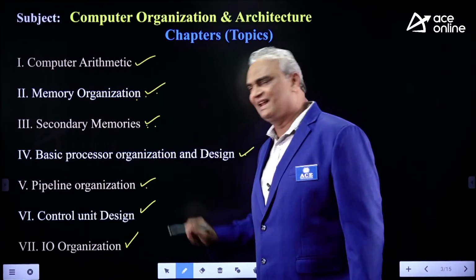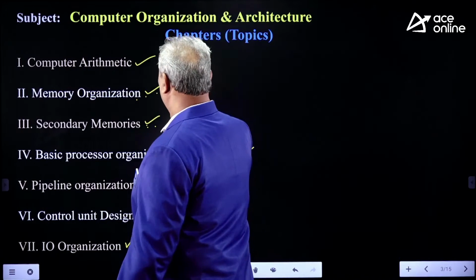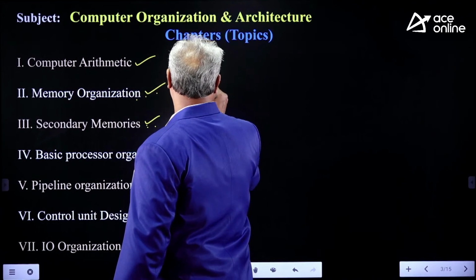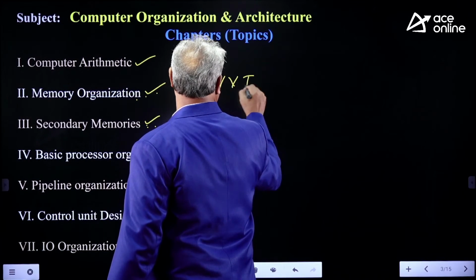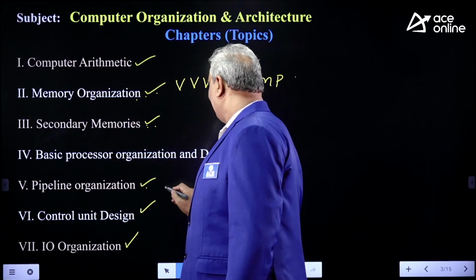Next, pipeline organization. It is very, very important. First preference goes to memory organization. Second preference goes to pipeline organization.